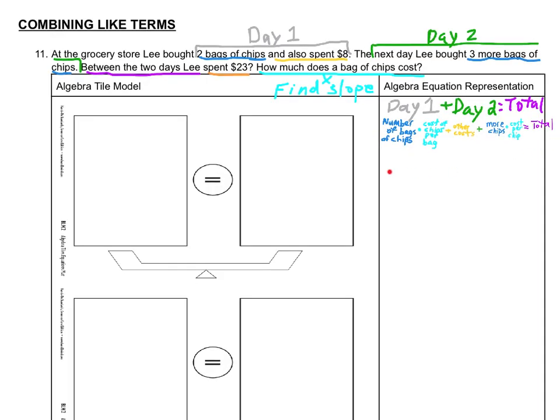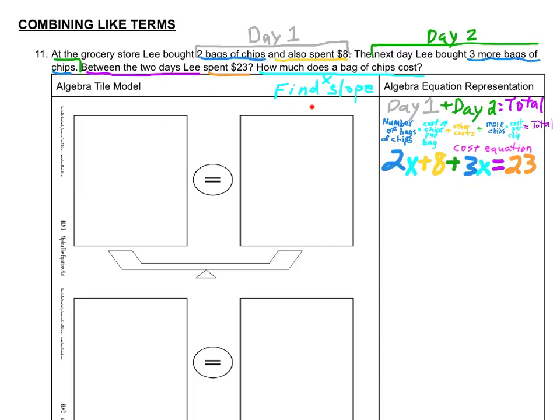Take a moment and plug in the parts that we know, then see if you can set up this algebra equation. Otherwise, it's going to look like this. We have our 2x plus 8, right? 2 bags of chips times the cost per bag plus $8. This is all day 1. Plus 3 more bags of chips. That's 3 times x, because again, we don't know what that cost is. This whole thing is equal to 23. Again, we're making a cost equation here. That's why the whole thing's positive, because it's all how much we spent.